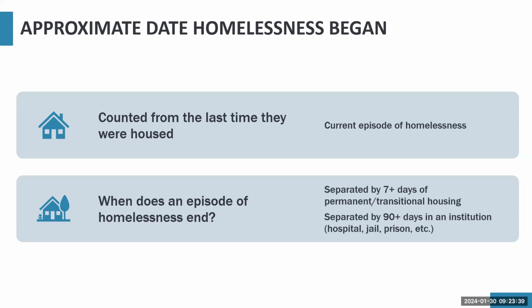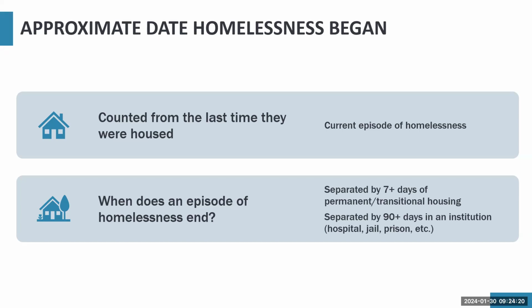When did it start? So when does an episode of homelessness end? It ends when there is a separation of 7 or more days in a permanent or transitional housing program, or it's separated by more than 90 days in an institutional stay. An example of this would be if a person was staying with a family member for 2 months, that's considered either a permanent or transitional housing situation. And if they walked into an emergency shelter today, they were in a permanent or transitional housing situation for more than 7 days. So today would be their approximate date homelessness started.